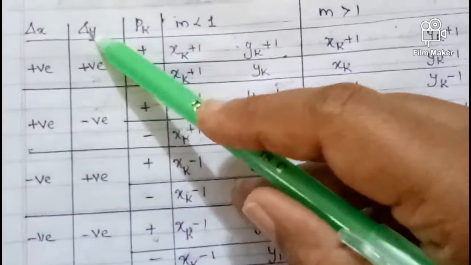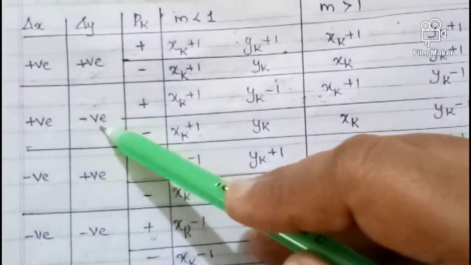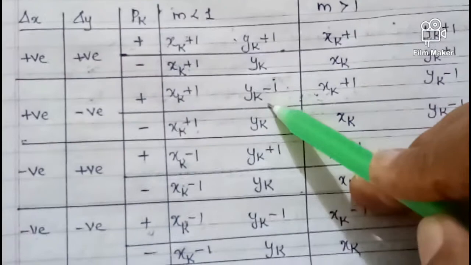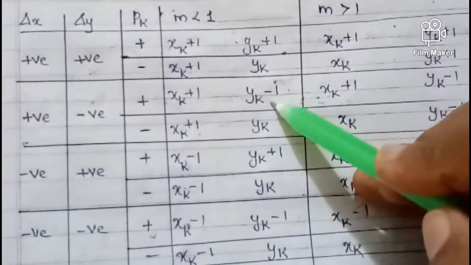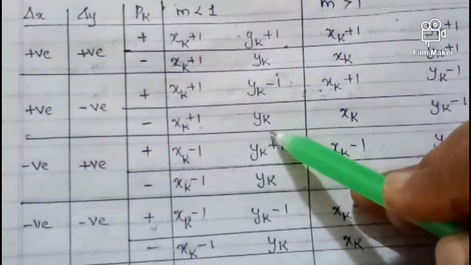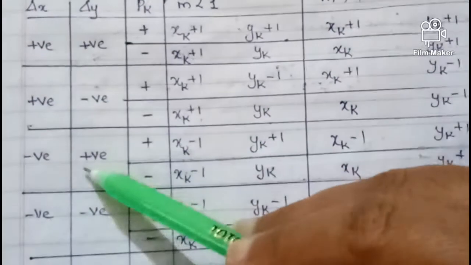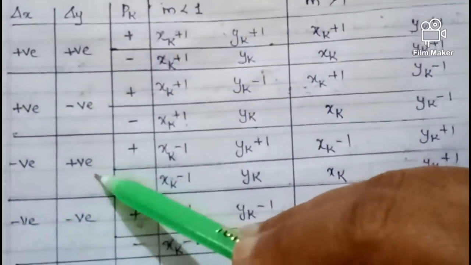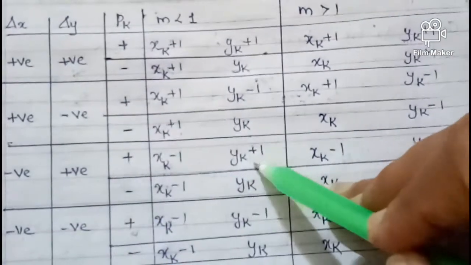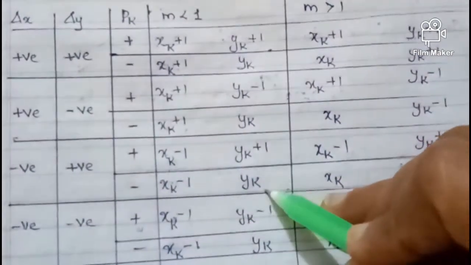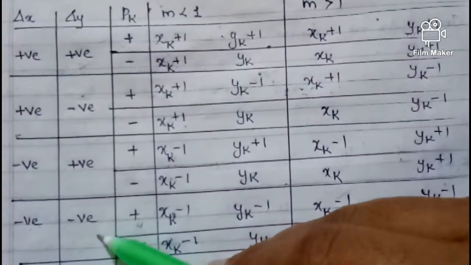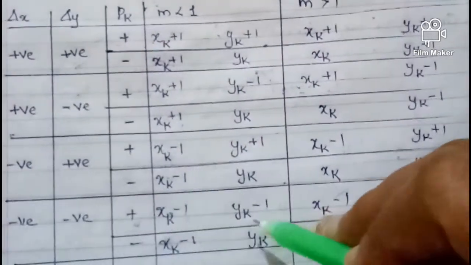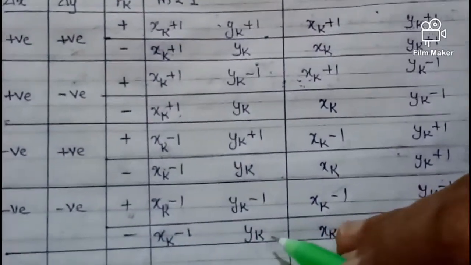Let us see this case. Here also delta y is negative, which means y should decrement. Where? When pk is positive. When pk is positive, y decrements, and when pk is negative, no change in y. Let us take the third case. Here delta y is positive, which means y increments. When pk is positive, y increments, and when pk is negative, y has no change. Here delta y is negative, so y should decrement when pk is positive. When pk is positive, y decrements, and when pk is negative, there is no change in y.